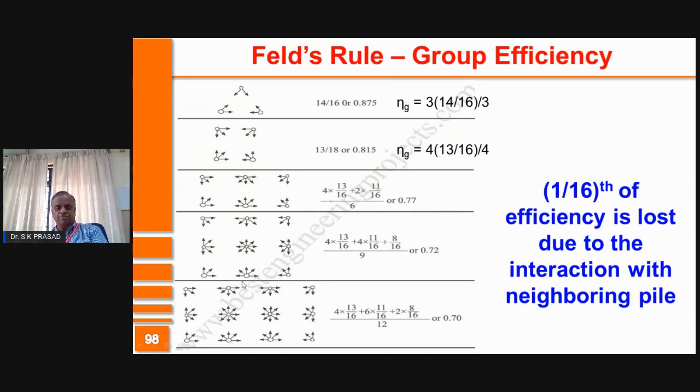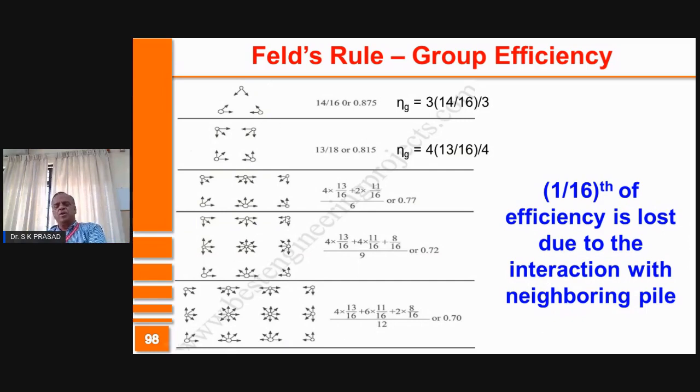Let me go to this one. So there are 4 corner piles. Each is influenced by 3 piles. Therefore, efficiency is 13 by 16. There are 4 intermediate piles, each of which is influenced by 1, 2, 3, 4, 5. So efficiency will be 11 by 16. And the central one, which is affected by 8 piles, therefore efficiency is 8 by 16. So 4 into 13 by 16 plus 4 into 11 by 16 plus 8 by 16 into 1 divided by 9 will give you 72% efficiency.